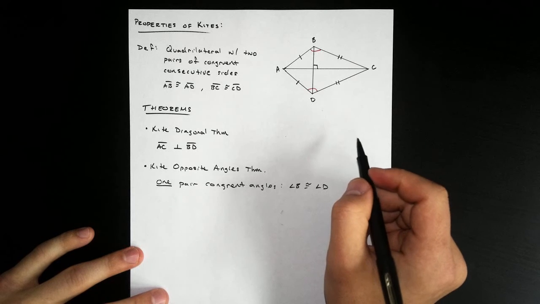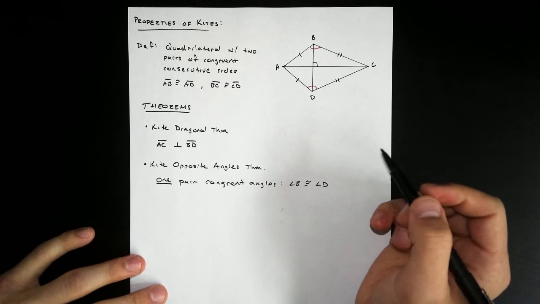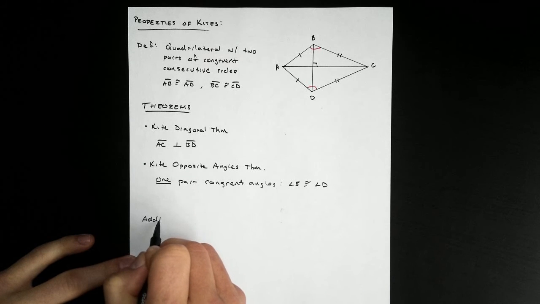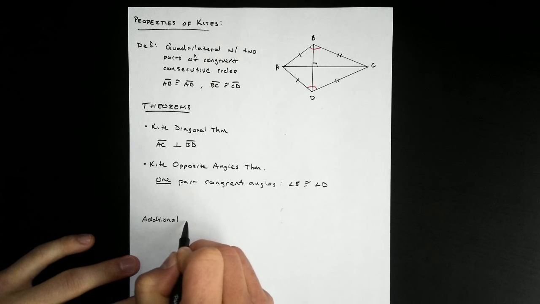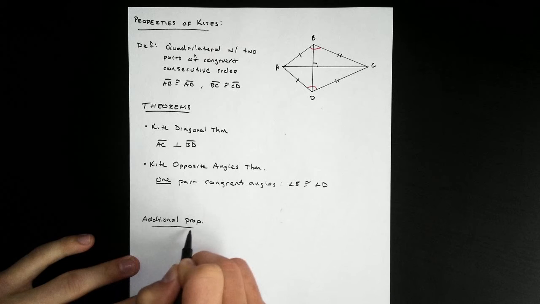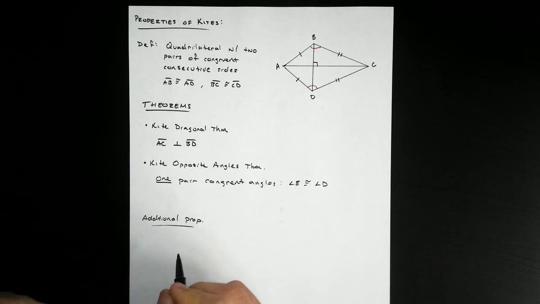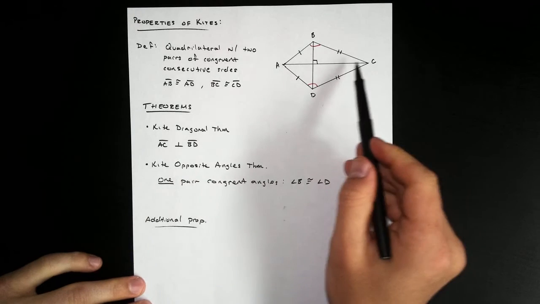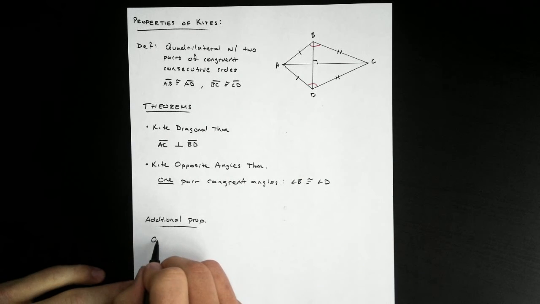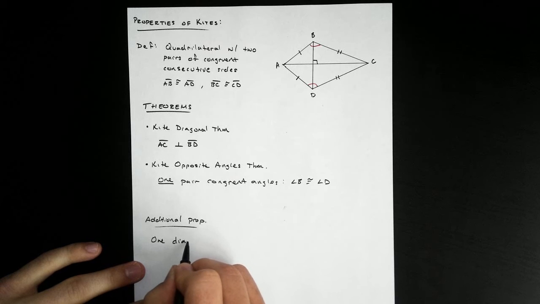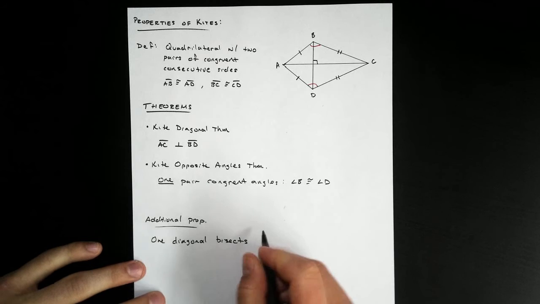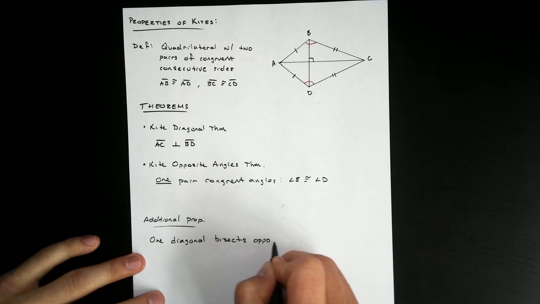And the other pair of angles, angle A and angle C, those are not congruent to each other. However, there is one additional property, not necessarily a theorem. If we proved it, we could make it a theorem, but just a little side note here, that other diagonal, the one that goes between the non-congruent angles, actually bisects those two angles. So one diagonal bisects opposite angles.